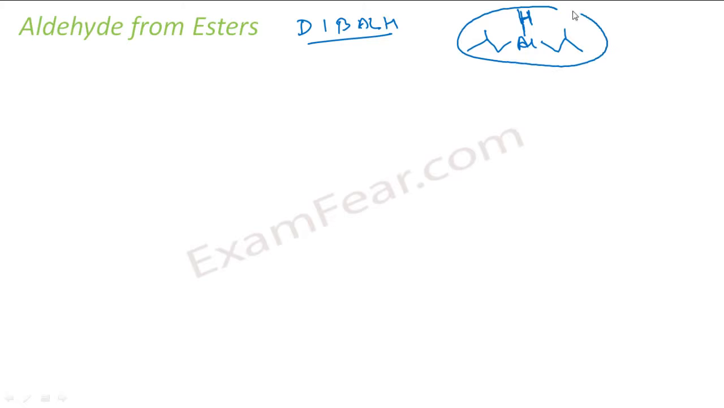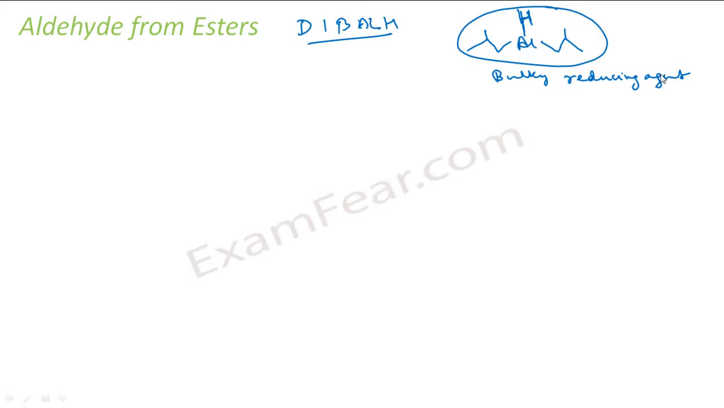So here also we use diisobutyl aluminum hydride, as we have just discussed. This is how we call it, and let me draw the structure for this because we have been using it quite frequently. This is the structure of diisobutyl aluminum hydride. This is two isobutyl, one aluminum and one hydride. This is a bulky reducing agent. It's not a strong reducing agent, it's actually a weak reducing agent.